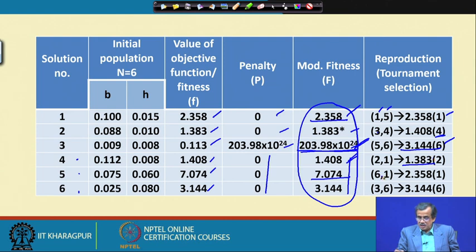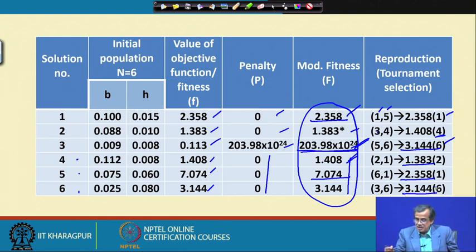The fifth tournament between 6th and the first. The first one is better. So, the first one is selected here. Now, the last tournament is between 3 and 6. Now, out of these 3 and 6, 6th is better. So, the 6th one is copied here.